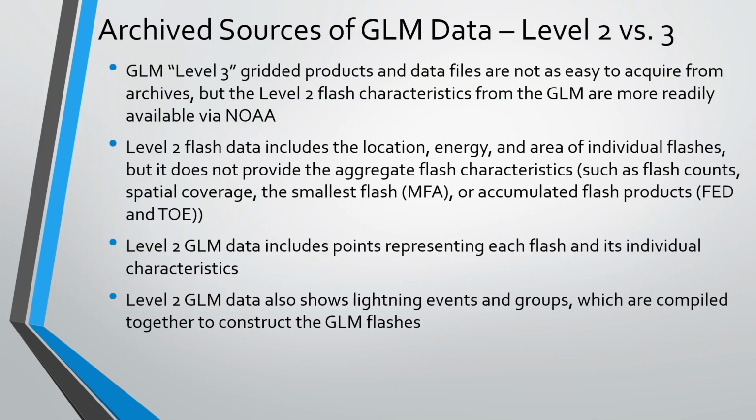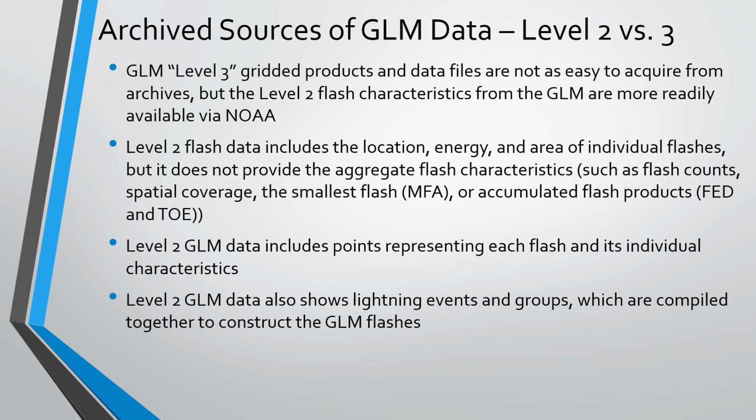An important distinction that I want to make here is the difference between the level 2 GLM products and the level 3 GLM products. For level 3, we're talking about the gridded products like flash extent density, minimum flash area, and total optical energy. But those archived data files are not necessarily very easy to acquire, and the level 2 data, which has just the flash characteristics from individual flashes from the GLM, are more readily available via NOAA.